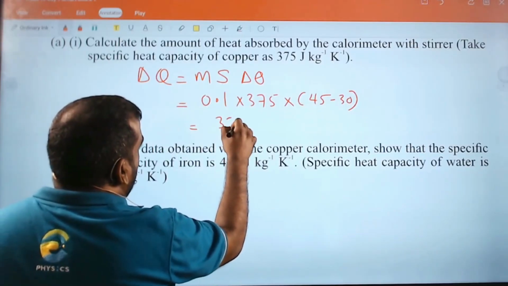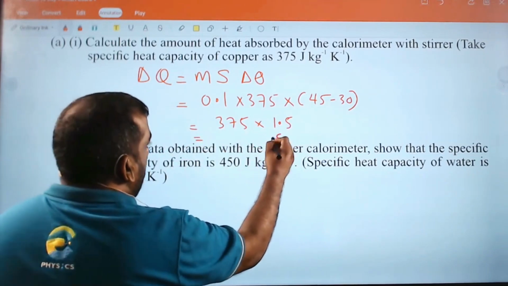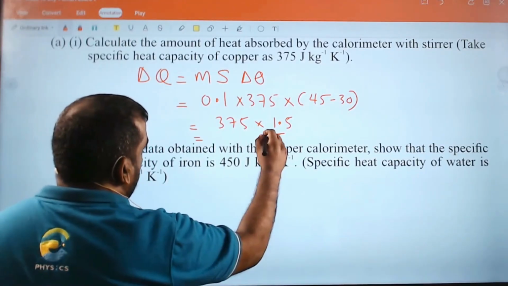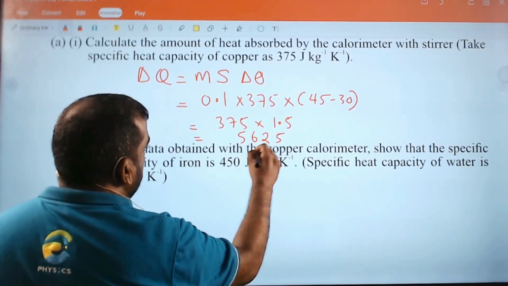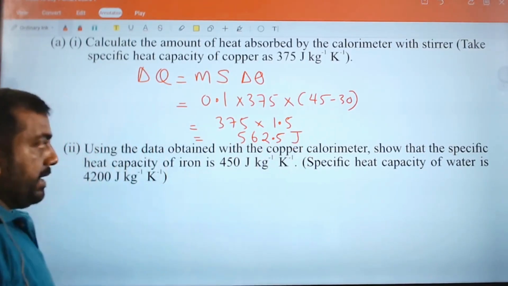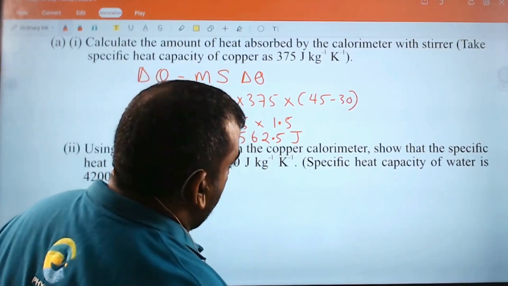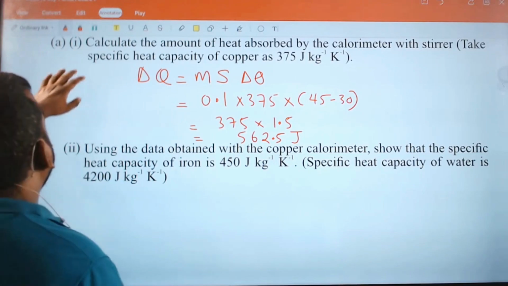So 375, 1.5... and so the answer is 562.5 joules. Right. Using the data obtained with the copper calorimeter, show that the specific heat capacity of iron is 450.